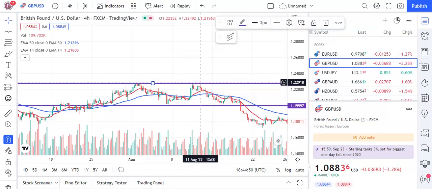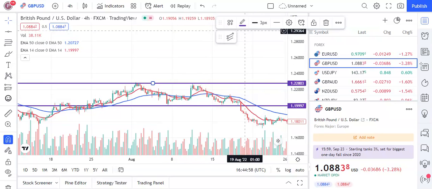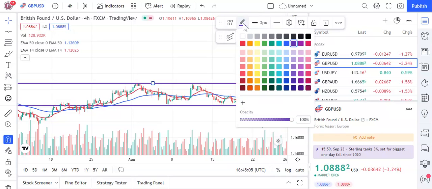Now, I did this on a 4 hours time frame. To identify this particular horizontal line as a 4 hours resistance, I had to change the color. So click on it, get to this particular point. You can see my pointer here. Change the color.